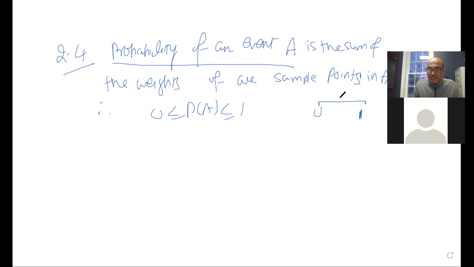If you are getting this probability 0.5, it's neutral. I mean to say that the event may occur, may not. Or if you are getting a probability value nearer to 1, that means there are maximum chances of that event occurring.